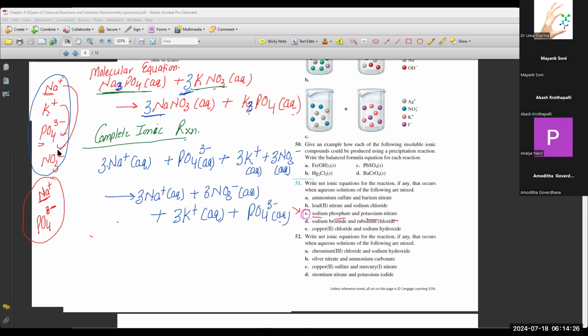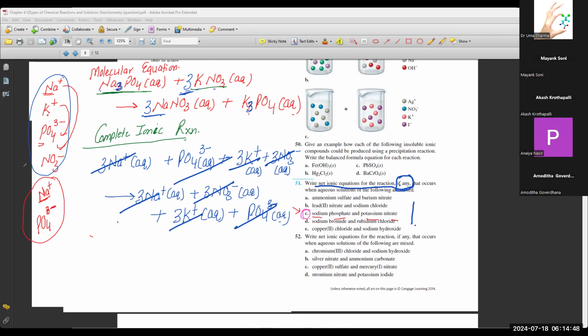Is there any net ionic equation? No. No reaction. See, they will give you like this: write net ionic equation if any. So there are chances that you will get no reaction.